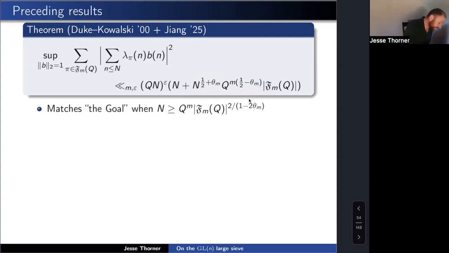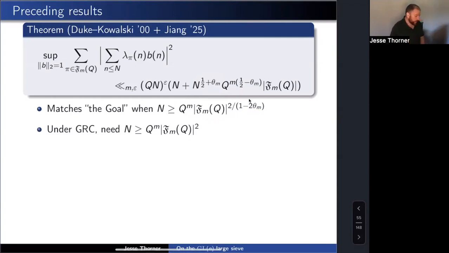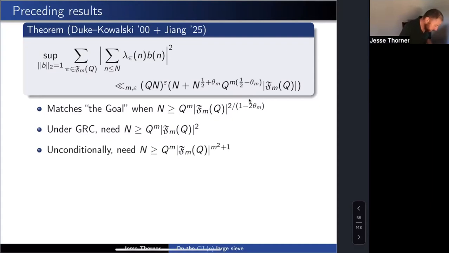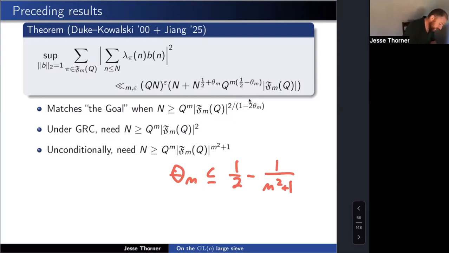But suitably large means, well, I have to know what theta m is, and I have to know what the size of my family is. So under the generalized Ramanujan conjecture, theta m is 0, and we have achieved our goal when big N is in this range. Now, I could take the bound theta m is less than or equal to 1/2 minus 1 over m squared plus 1. I can insert that in here, and then we get this bound.